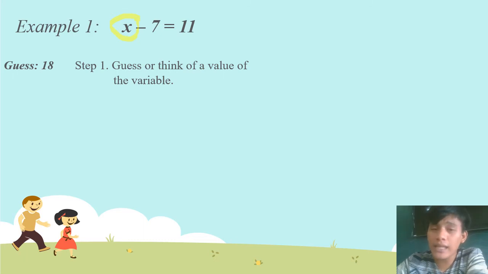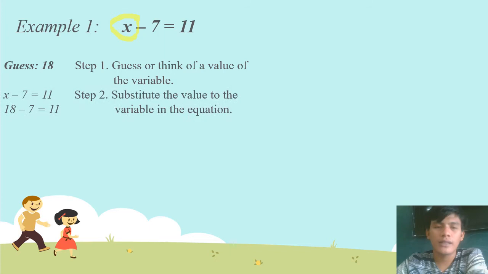So step 1, guess or think of a value of that variable. Step 2, substitute the value to the variable in the equation. So we guess x is equal to 18. So substitute 18 for x. So 18 minus 7 is equal to 11.